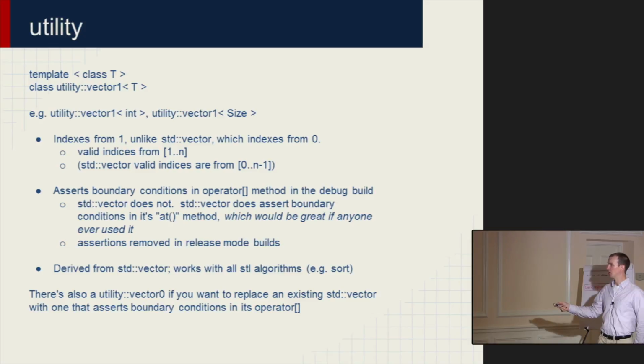So if you wanted to use the utility vector1 of int, then the compiler is going to go through and it's going to replace all occurrences of the letter t with the word int. It'll do the same thing if you had size here instead. So you can have a utility vector1 of poses, or a utility vector1 of scoring functions. You can put whatever you want into this very generic class.